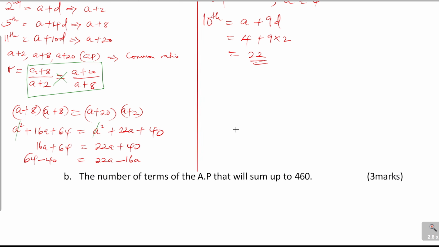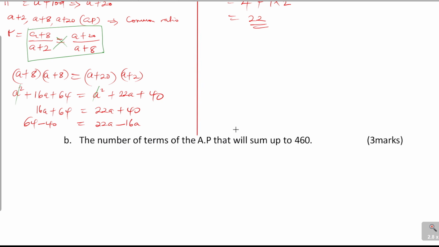Part B, the number of terms of the AP that will sum up to 460. The number of terms that will sum up to 460. So for this question, you need to know how to get the sum of a number of terms of an arithmetic progression. So the sum of a number of terms, let's say n, of an arithmetic progression is given by n divided by 2, then 2a plus n subtract 1 multiplied by d.